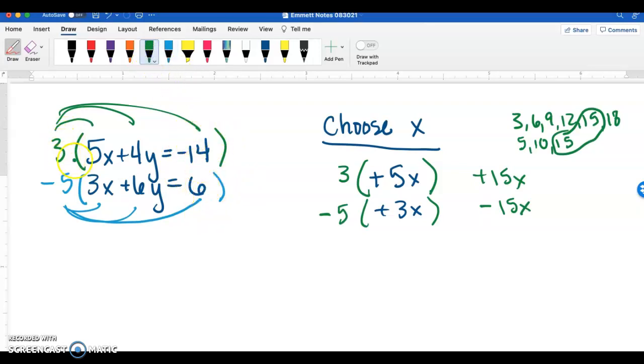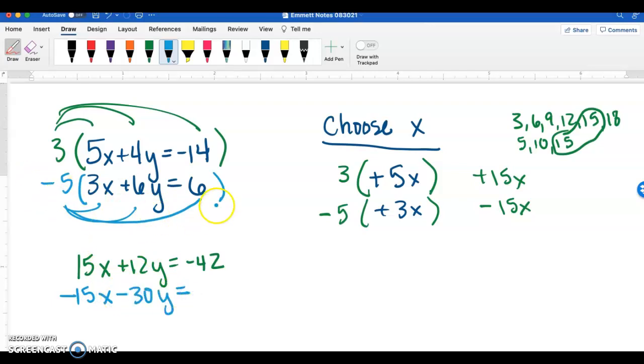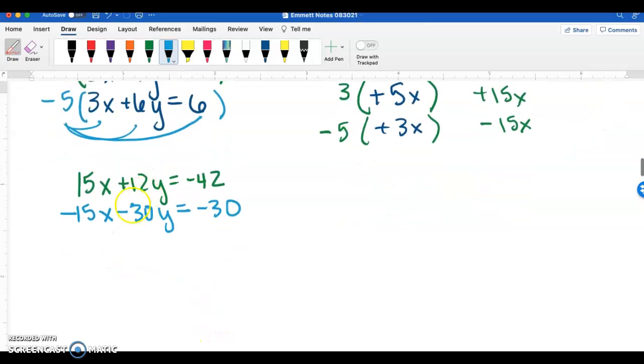All right, let's start with the top. 3 times 5x gives us 15x. 3 times 4y gives us a positive 12y. And then 3 times negative 14 gives us a negative 42. All right, let's do the bottom one. Negative 5 times 3x gives us negative 15x. Negative 5 times negative 6y gives us positive 30y. And then negative 5 times 6 gives us a negative 30. Okay, so now they're matching with opposite signs.